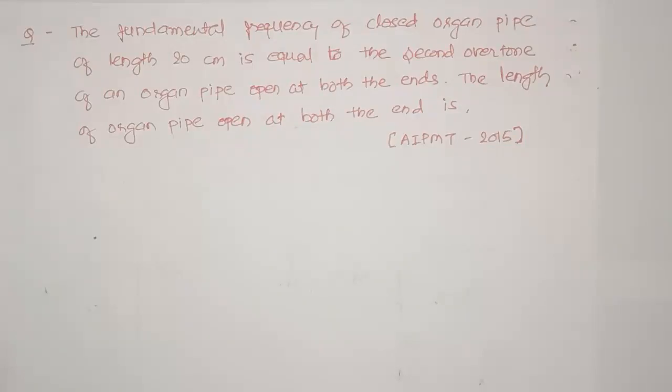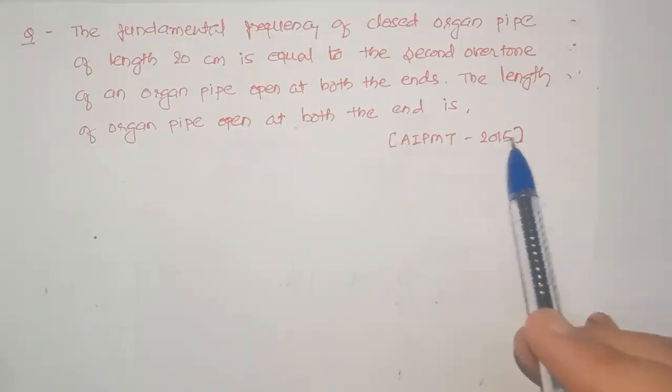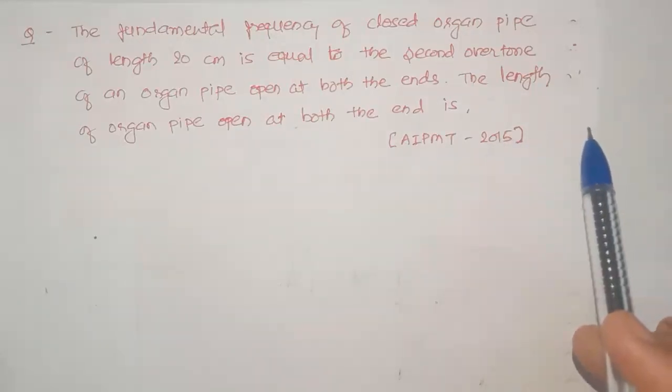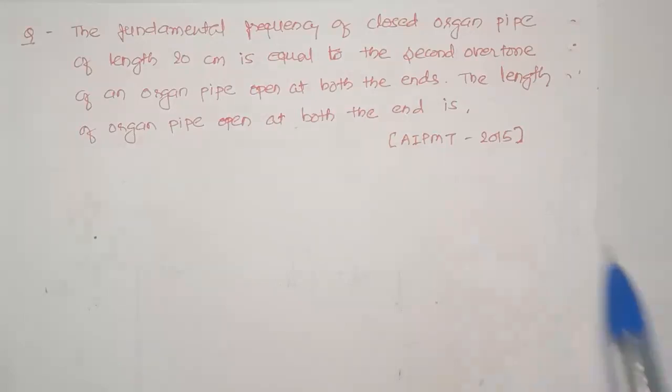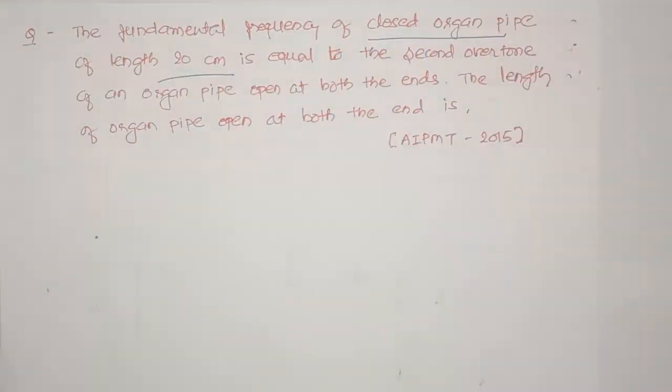In this question, which was asked in AIPMT 2015, the fundamental frequency of a closed pipe of length 20 centimeter is equal to the second overtone of an open organ pipe. What is the length of the organ pipe which is open at both the ends?